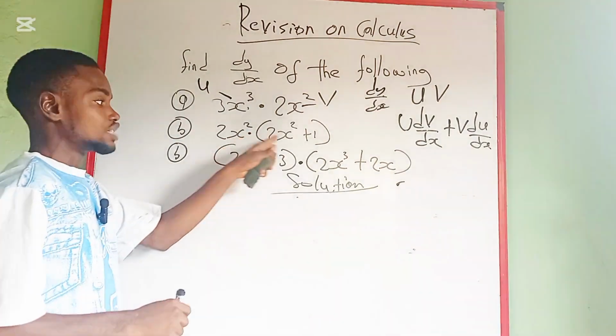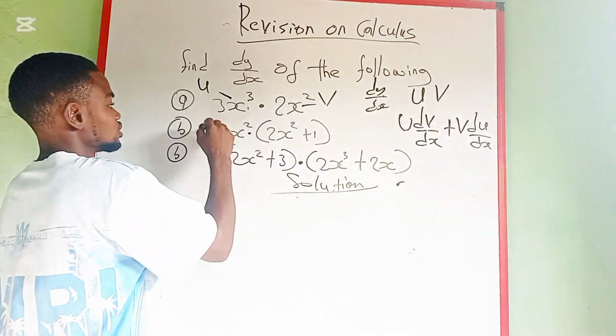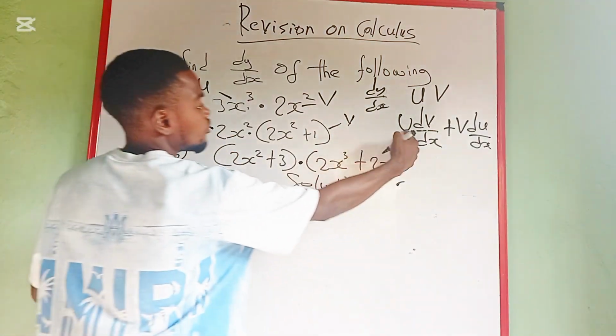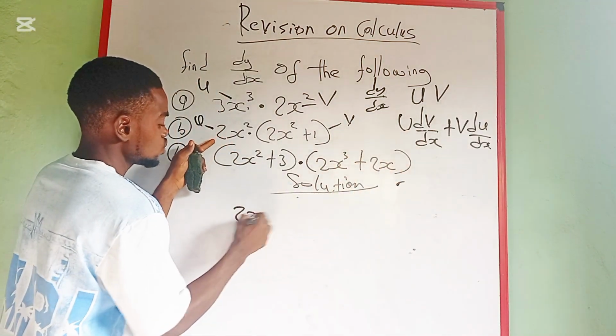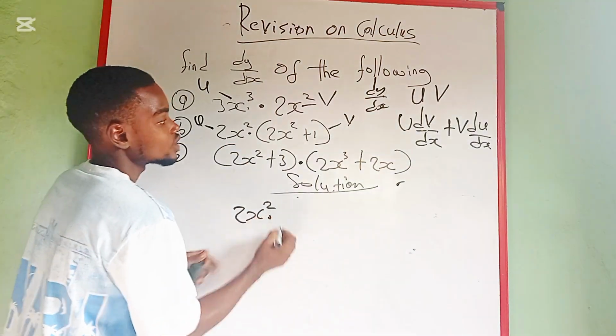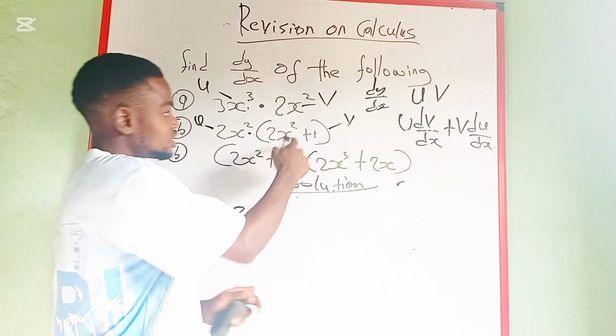So this now is multiplying by this. And this is our U, and this is our V. So from the formula, we just bring down U, which is 2s squared. And this time, what are we going to do? We are going to multiply by the differentiated V.